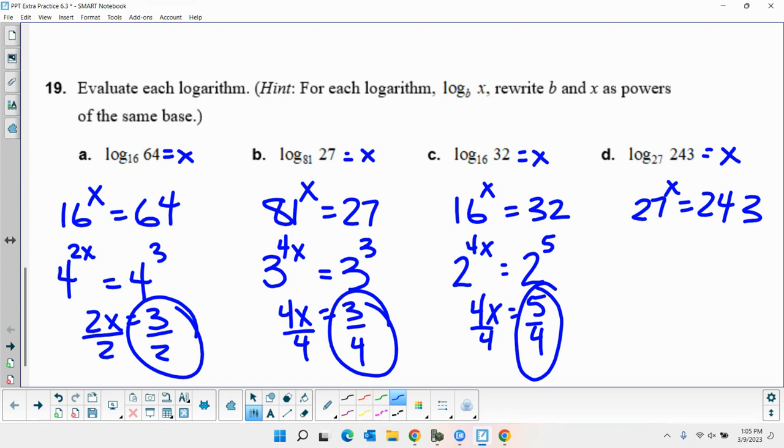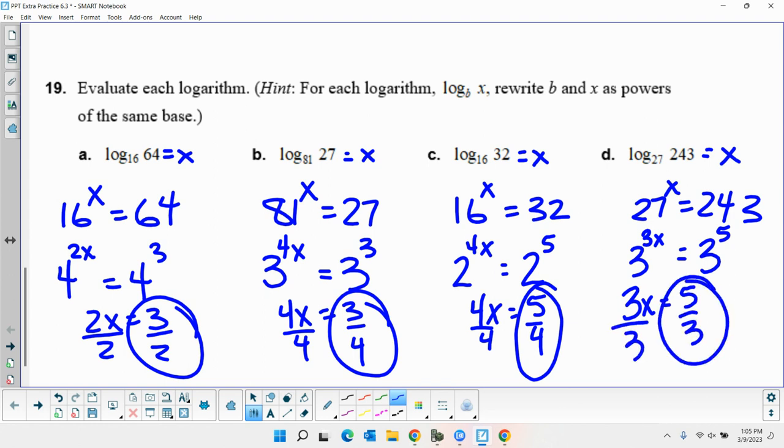All right. What did we use before for 27? 3. 2 plus 4 is 6 plus 3 is 9. Does 3 go into 9? Yeah, so 3 goes into this. Okay? So we can use 3 cubed, so it's 3x. We did 3 to the 4th is 81. What's 81 times 3? 243. So it's 3 to the 5th, this one. So you got 3x equals 5. Divide by 3.